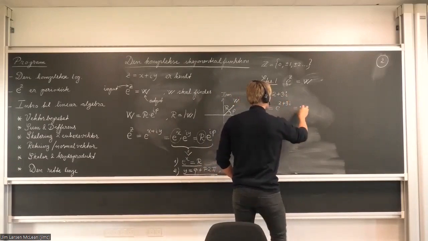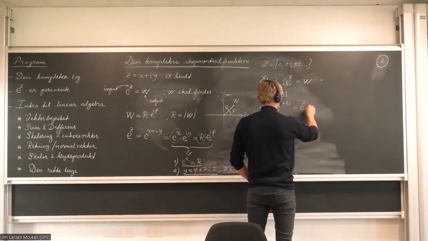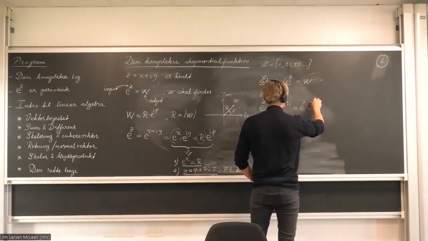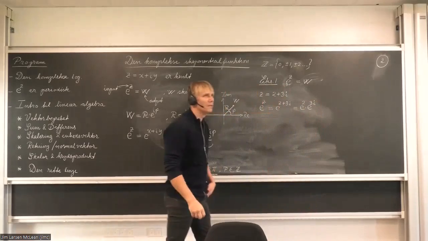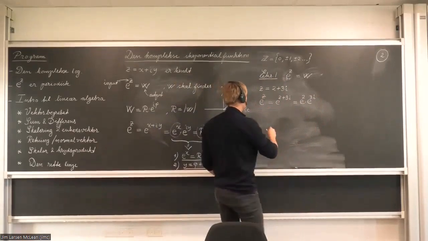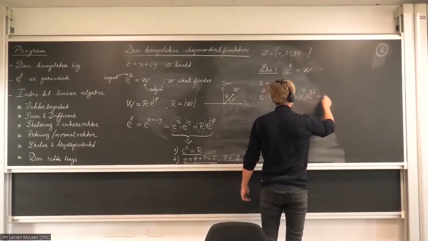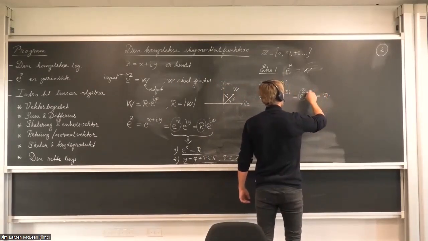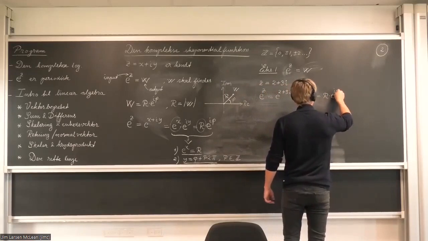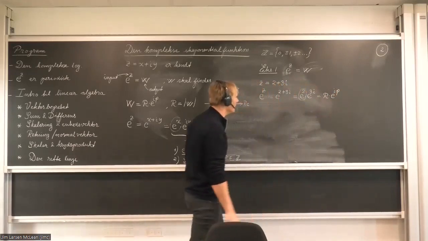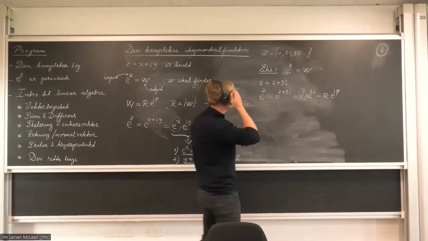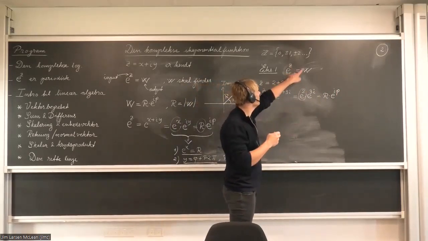We can rewrite this as e squared times e raised to the i times 3. And from this we can now see that this part must correspond to r, and that must correspond to phi. So now we've found w. We knew z, and we had to find w.